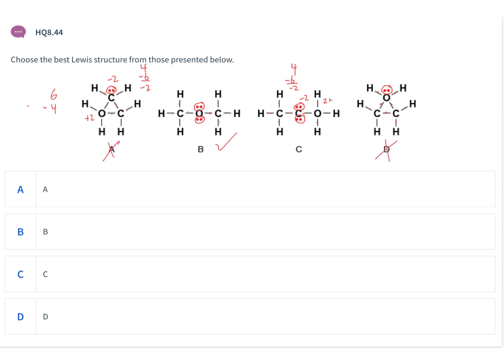These two structures I'm carrying greater charge than I would like, right? I want to have the structure that has the fewest elements carrying charge, and that is structure B. So structure B, everything is following the octet rule, and I have the fewest number of atoms carrying charge.